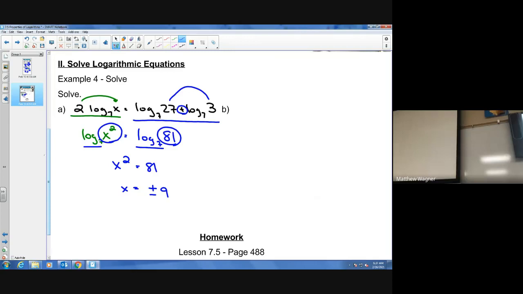We want to plug back in our answers to check. Always go back to the original to check. You will notice that we cannot do 2 times log base 7 of negative 9. So my only answer is 9. Okay. Remember to always go back to the original equation to check.